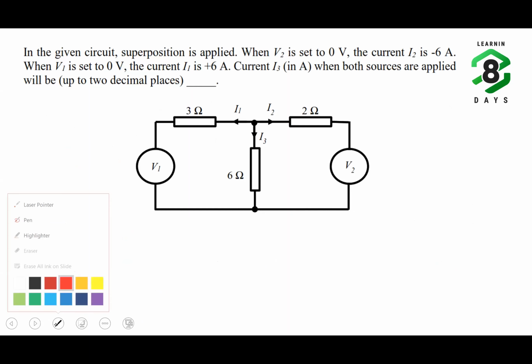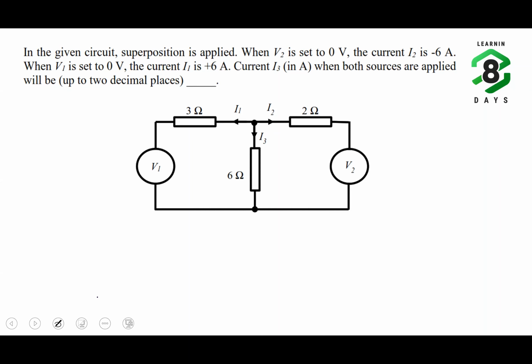And this, let us take an example. This is a GATE 2018 instrumentation question. So if you can read this question, in a given circuit, the superposition theorem is applied. When V2 is set to 0, the current I2 is minus 6 ampere. When V1 is set to 0, the current I1 is plus 6 ampere. Then what is current I3 in ampere when both sources are applied? When both sources are simultaneously applied.